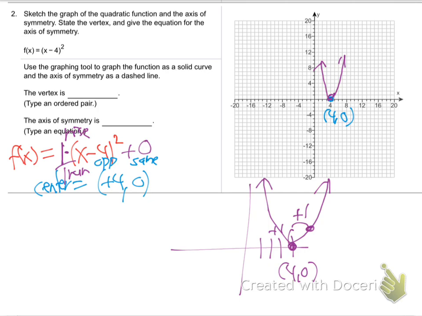Okay, and then they're asking right here for the vertex. That's 4, 0. That's the center. And then they want the axis of symmetry. That's always x equals, and what is it? The x number right here, 4. It's always just that number. X equals 4. And they want you to put that on the graph as a dotted line. So right there, you put that on the graph as a dotted line at x equals 4.